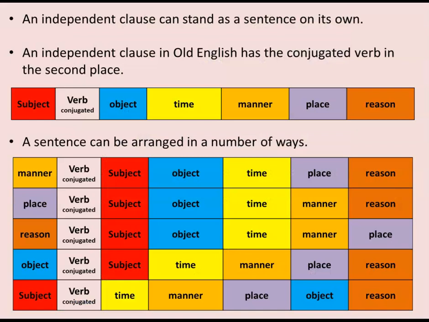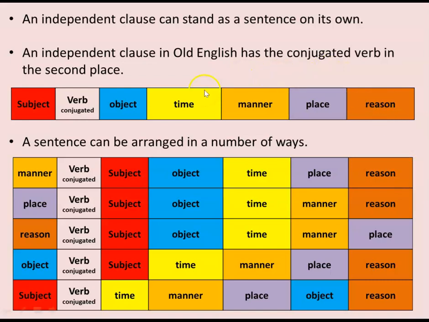All right. Now, an independent clause can stand as a sentence on its own. When we talk about a clause, it has at least a subject and a verb, and can have other elements. So an independent clause in Old English has the conjugated verb in the second place. All Germanic languages have a verb in the second place. They all share that. We've seen that in previous videos.